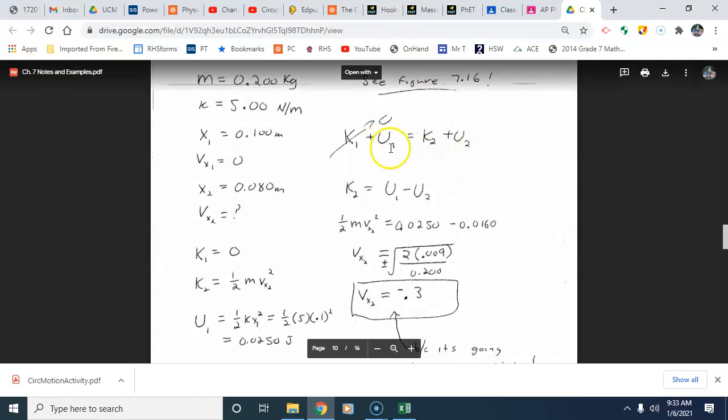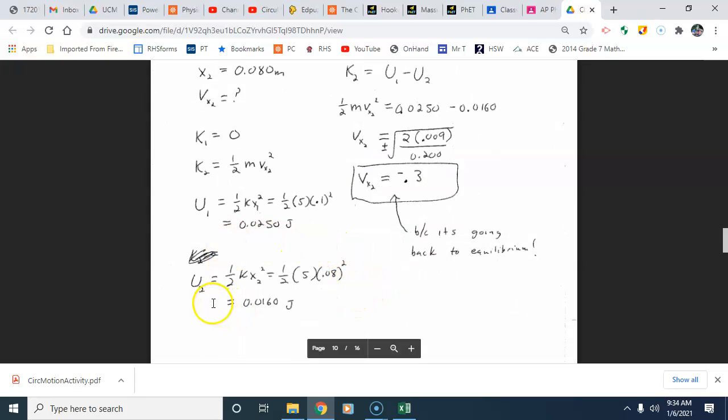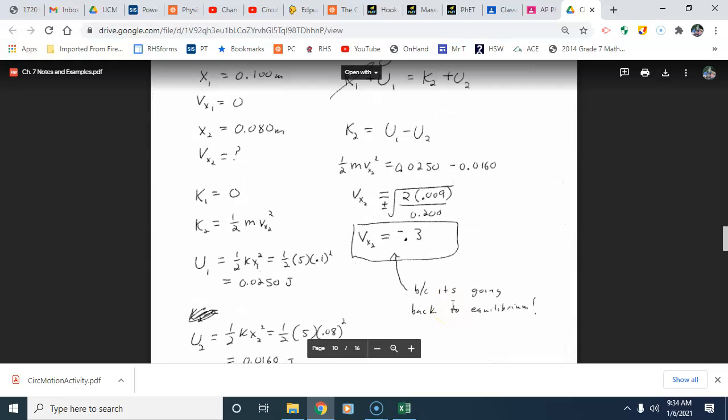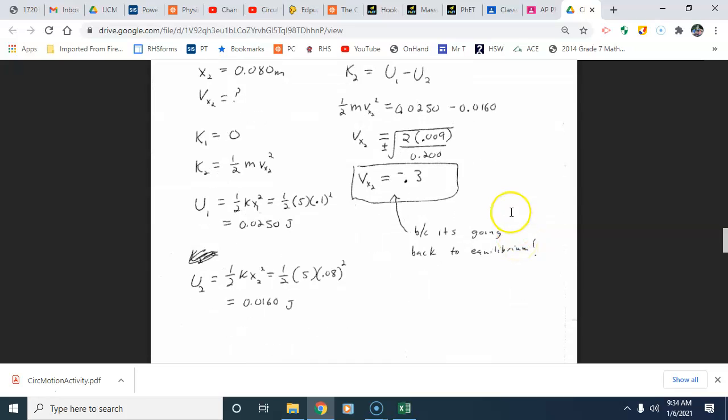So I solve for K2 by subtracting U1 over, and then I can plug in the formula 1/2 mv2 squared, plug in my other values. I separately found the potential at position 2 over here elastically, which was the 0.08 position. Ran that and got 0.016. Pop that in there, and then I just isolate for V. Multiply by 2, divide by m, and square root it, and I get a V2 horizontally of negative 0.3. I should put the units on there. That would be meters per second.